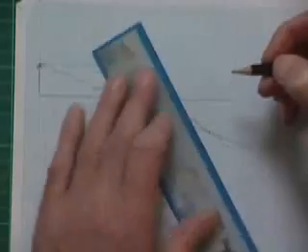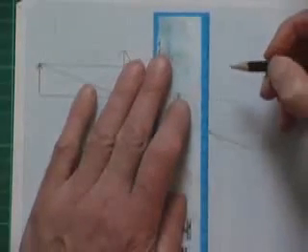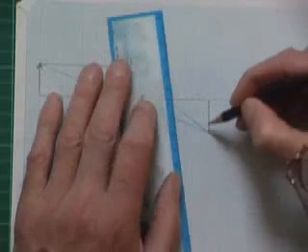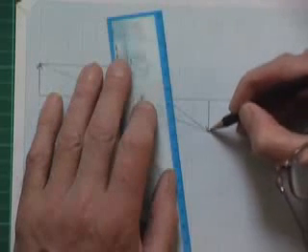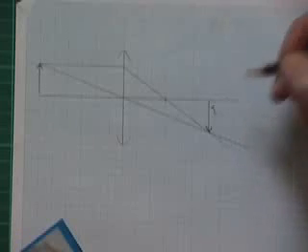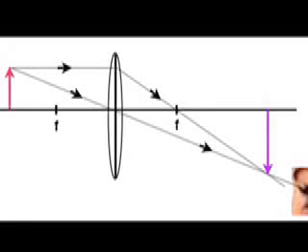So we mark in the image at exactly where these two rays cross. It's inverted and it's real. It could be projected onto a screen. And again, a reminder of the final diagram.